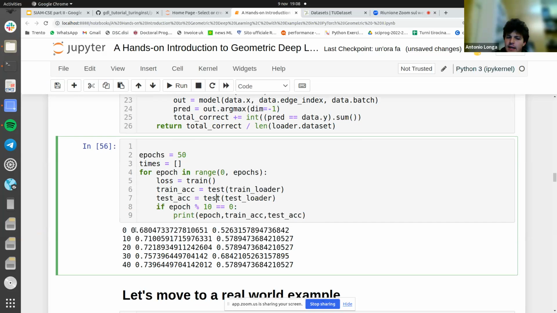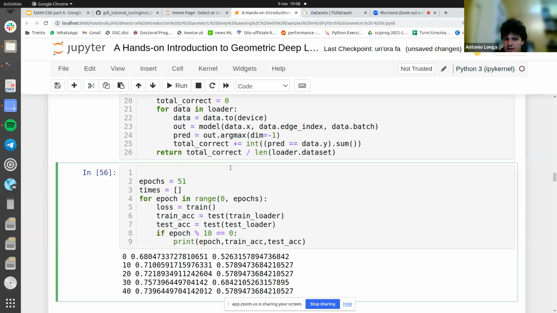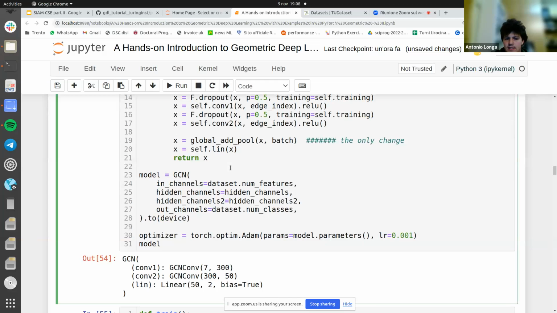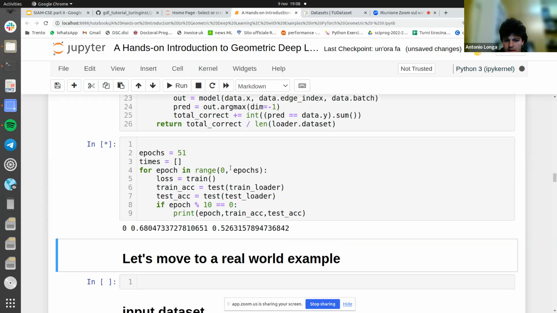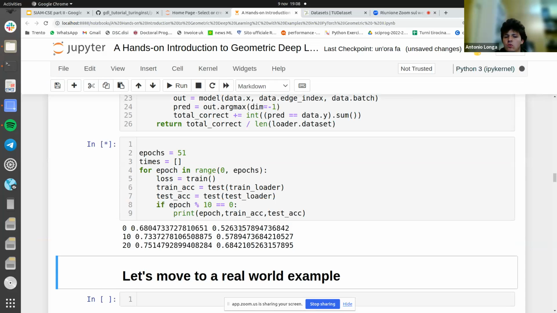And as you can see, it is much less evident with respect to before, but we moved from 0.78 in train up to 73, and from 0.52 up to 0.57. I mean, this one, I won't expect this model working well. It's just to show you what you can do.